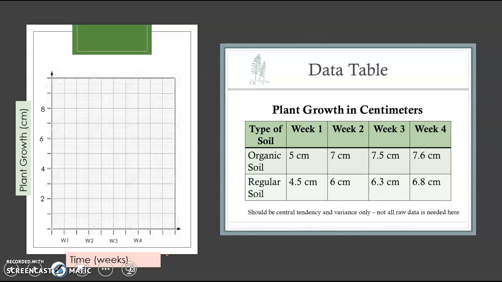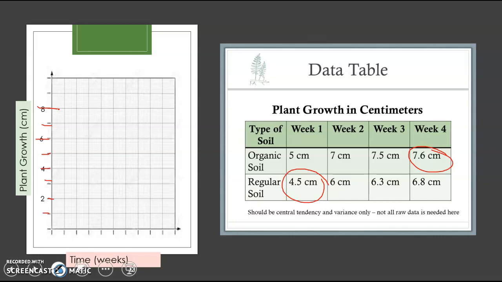Again, you need to make sure that your axis is labeled. So with plant growth, our plant growth looks like the minimum growth was 4.5 and our maximum was 7.6. So we need to make sure we're going from 0 to about 8. So over here on your graph, you can count out how many. 1, 2, 3, 4, 5, 6, 7, 8. So you have plenty of lines that's evenly spaced out, looks good.